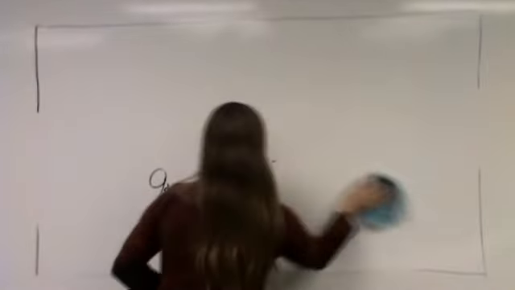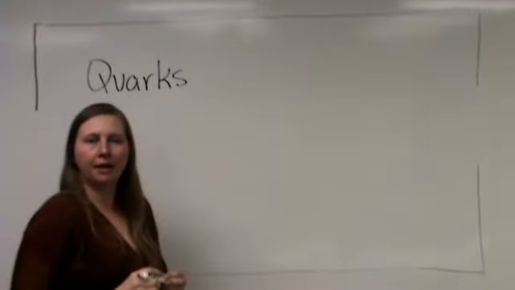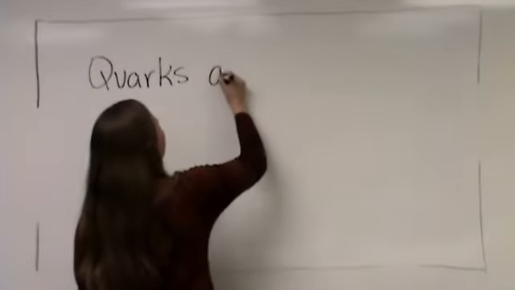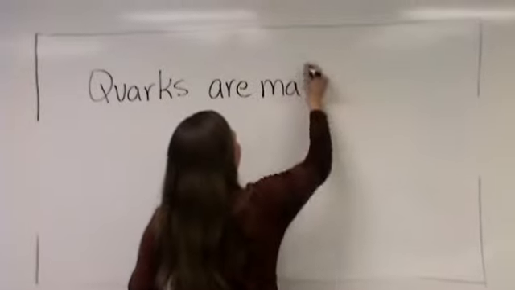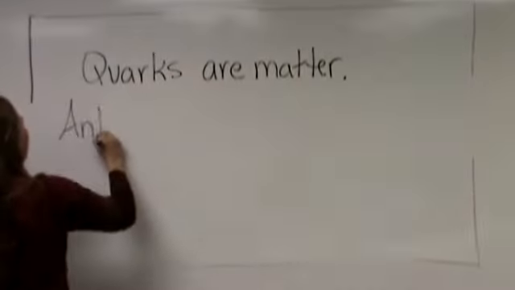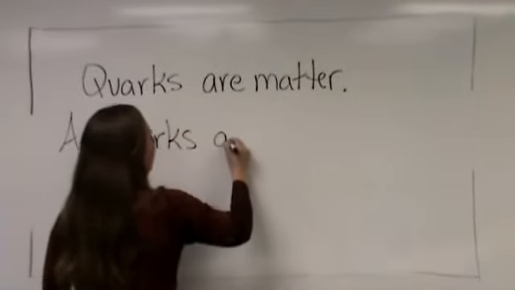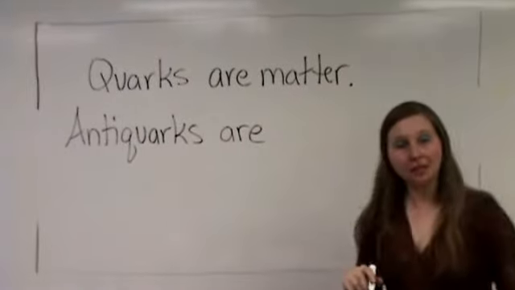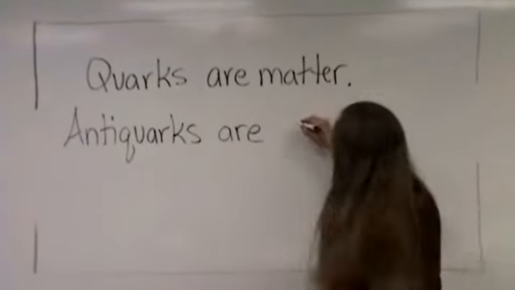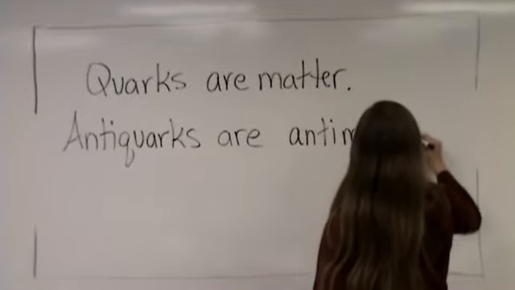All right, so let's take a look at anti-quarks now. And remember that quarks are made of matter. Quarks are matter. And anti-quarks are, you guessed it, antimatter. Antiquarks are antimatter.